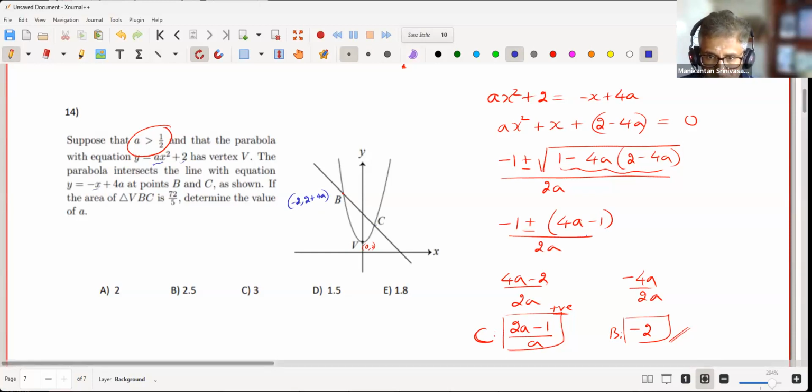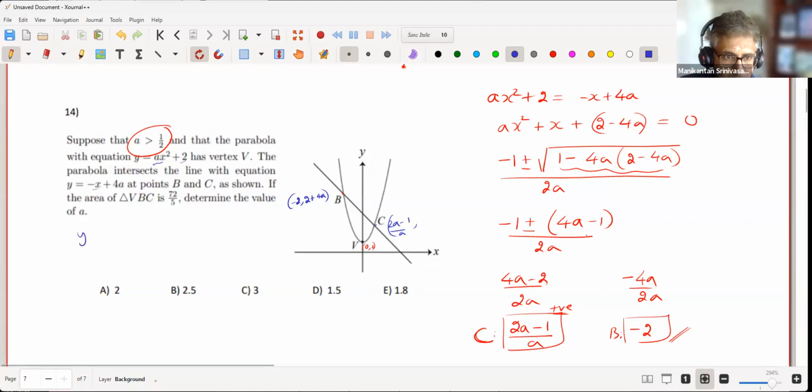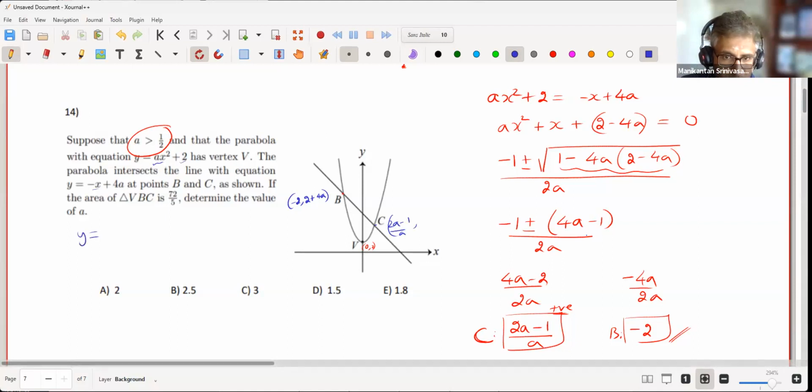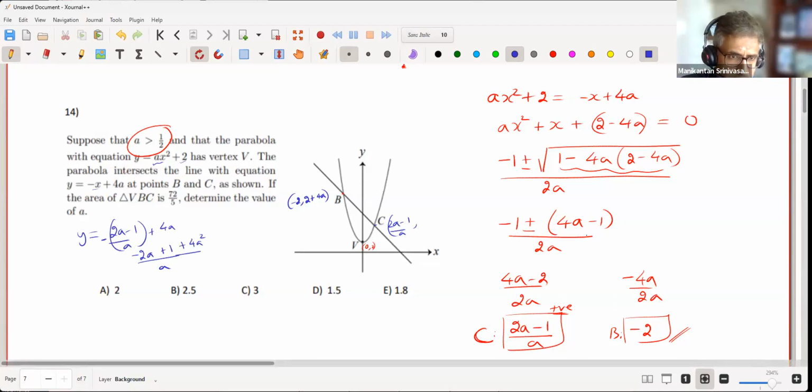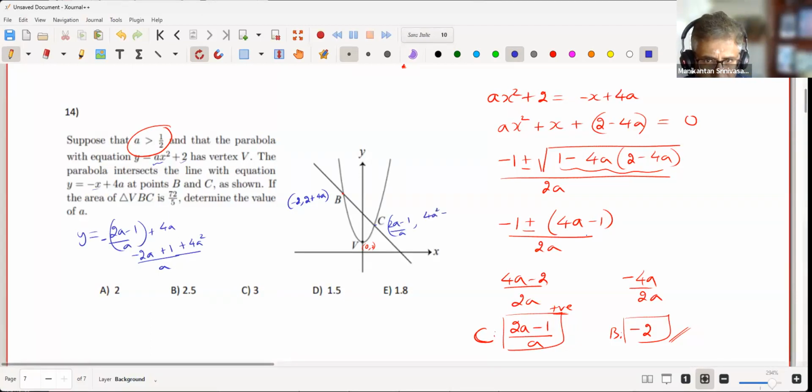Now, what are the coordinates of C? C is 2a minus 1 by a. That's the x coordinate. And what's the y coordinate? I'll just substitute in y equal to minus x plus 4a. So minus of 2a minus 1 by a, plus 4a. Okay, so it's a little clumsy. Minus 2a plus 1 plus 4a square, right? 4a square minus 2a plus 1. Can I simplify that in any way? No, unfortunately, it's that. So I'll just write it that way. But let's see whether I need it or not.